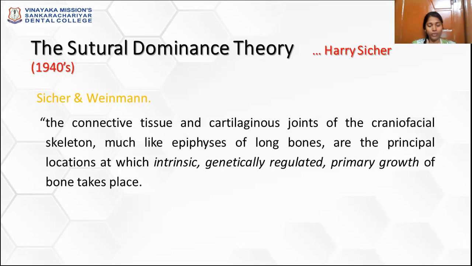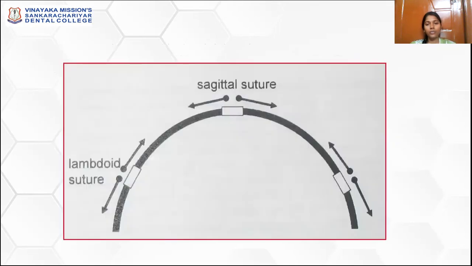We have cartilage, we have suture, we have muscles, we have the surface of a bone, we have flat bones. But still, it is mainly the sutures which control and contribute, like the connective tissue and cartilaginous joints of the craniofacial skeleton. It's much like the epiphysis of long bones, the principal locations at which the intrinsic, genetically regulated primary growth of bone takes place. Though there is connective tissue and cartilaginous joints, it is the suture where the intrinsic genetically regulated primary growth of bone takes place. So this is the main contributor for the entire pattern, size and shape of your craniofacial region.